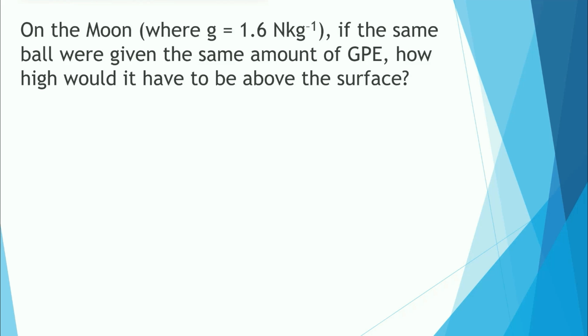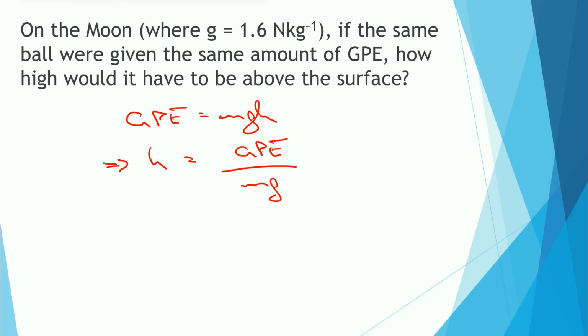Now for our final example of using GPE for a calculation, we have the same ball, we have the same amount of GPE, so we're not finding that this time, but we're still going to start with that equation because that's what we do. We start with the equation and then we need to rearrange as we see fit. So in this case, we're looking for the height, so the height is equal to GPE over mg. And then, as always, we plug our numbers in.